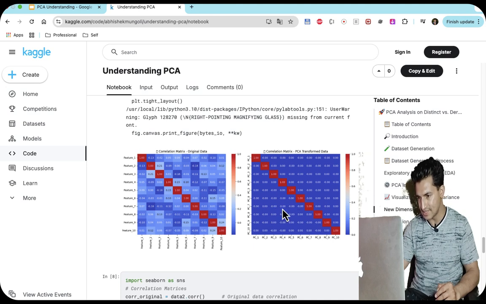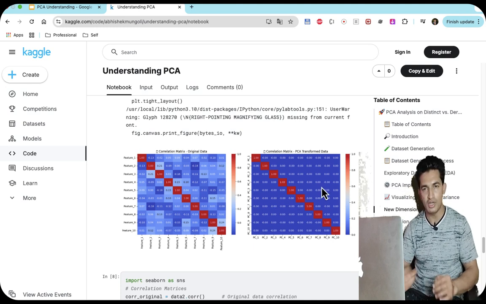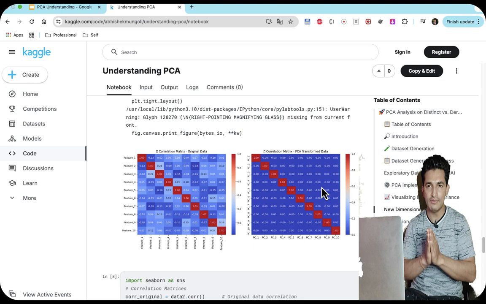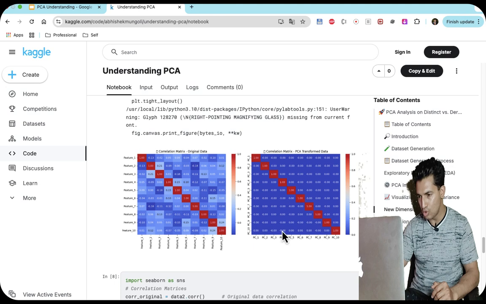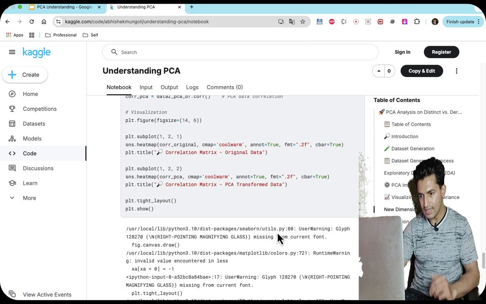And in the new dimensions the correlation is almost 0, because we know how PCA works: the new dimension is an eigenvector of the covariance matrix, and each one is orthogonal to the others, so there is 0 covariance in the new dimensions. Here you will still find a very small amount of variance, but in the new dimensions there is no covariance. Let's look at dataset 2.